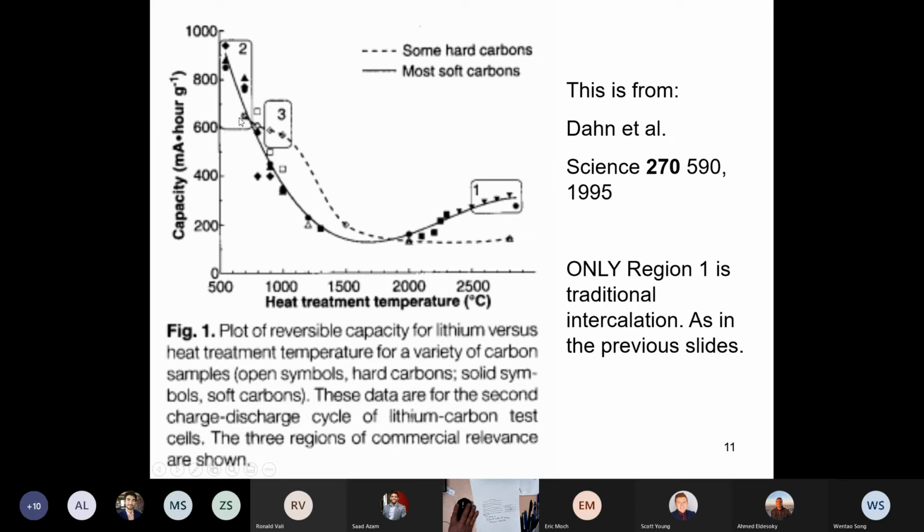Anyway, I want to tell you about these particular regions, okay? And I'm going to start with this region 1, which is traditional intercalation in graphite, like we've been talking about. Any questions about this? I hope some of you are thinking, why aren't we using these carbons in regions 2 and 3 in lithium-ion cells? I hope.